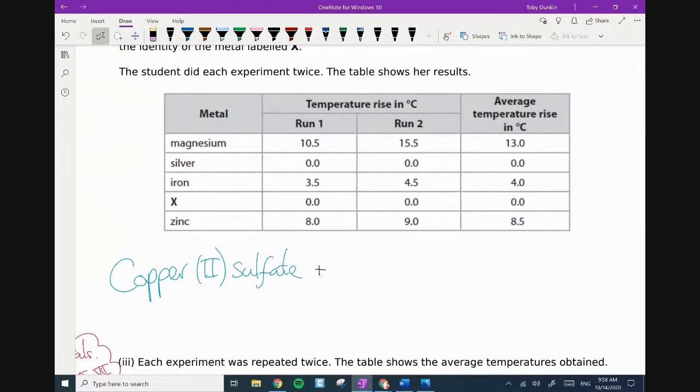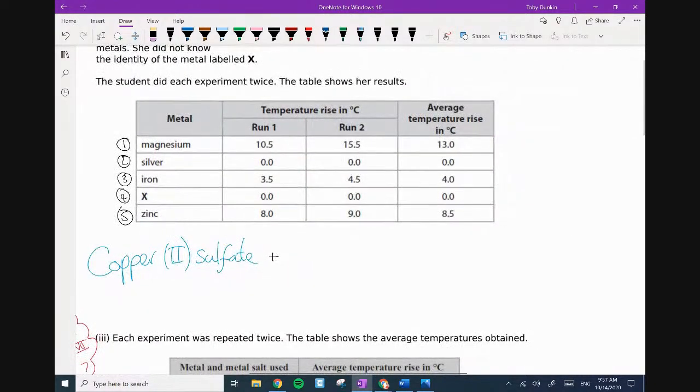Anyway, so what they now do is they've added the different metals in different experiments. And one of the metals is X, right? And they've measured the temperature change. So the first question that I put to you guys on the chat: out of the metals magnesium, silver, iron, X, and zinc, which one was the most reactive, looking at the data, please? On the chat, please, go. First question. Which one is the most reactive?